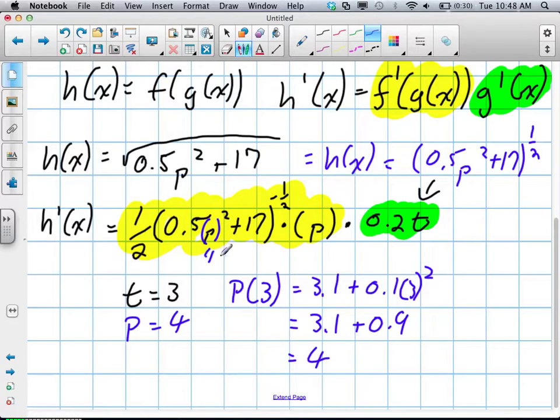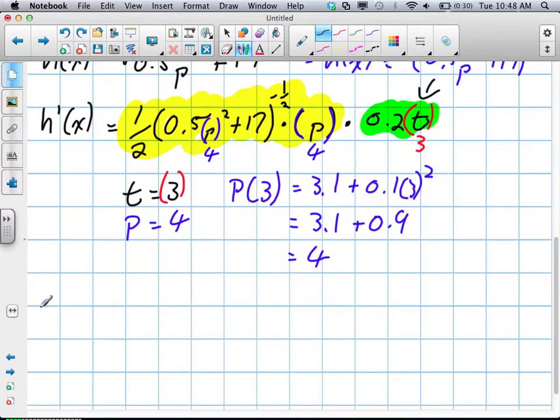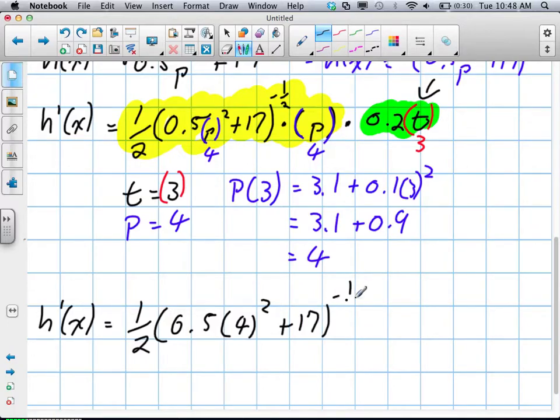So we're going to plug 4 in for both of the p's in this equation, and we're going to plug 3 in for the t in this equation. So h prime x is a half, 0.5, times 4 squared plus 17 to the negative a half, multiplied by 4, which is our p, multiplied again by 0.2. Our t value is 3. Now we just have to go about equating all of this.